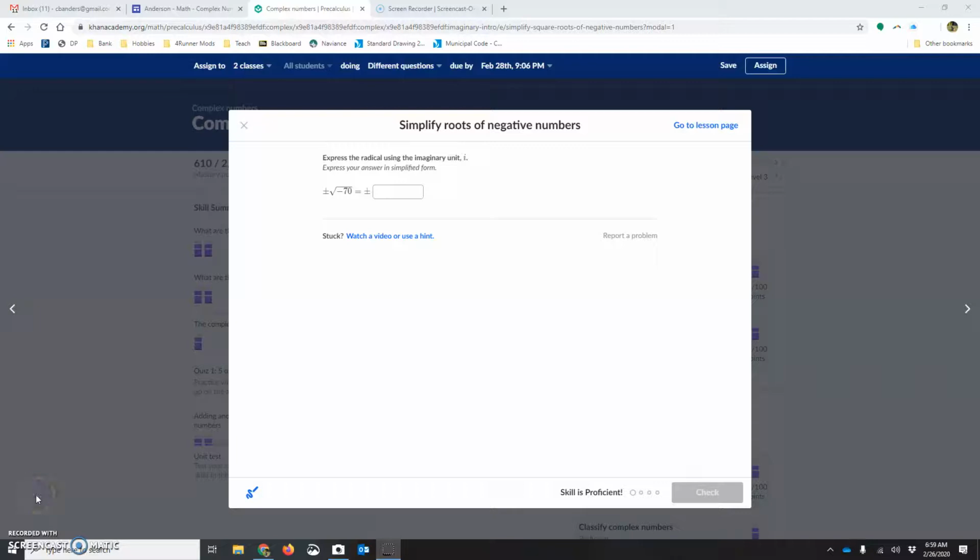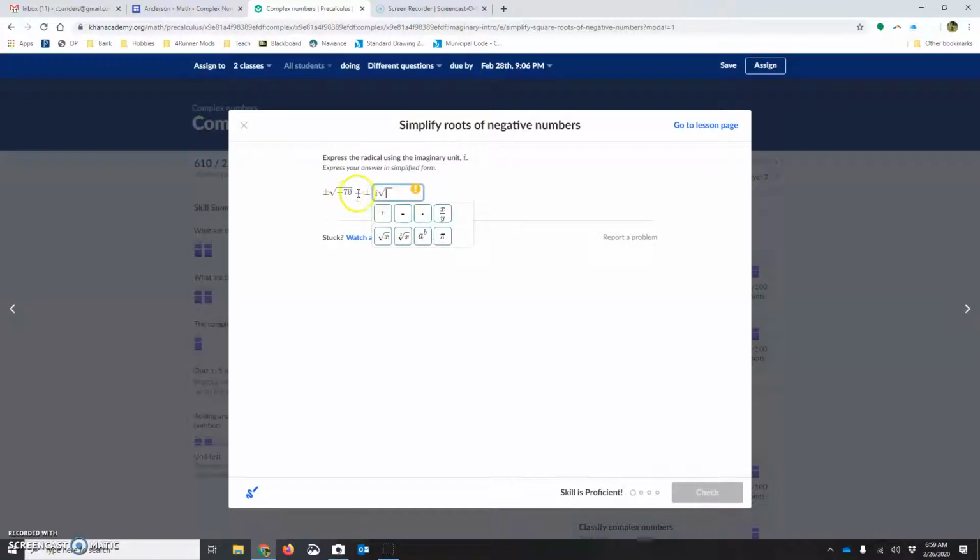All right, simplify roots of negative numbers. Express the radical, that's a square root, using the imaginary unit i. Express your answer in simplified form. Okay, so we have a negative sign, so we know right away we're going to have an i outside. And then we have a square root.